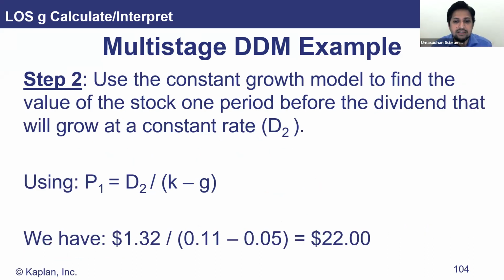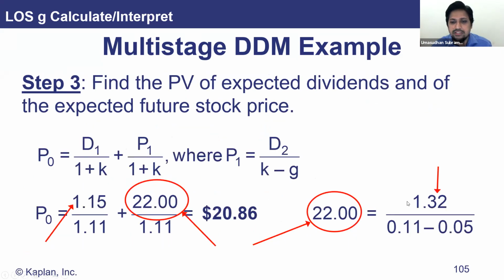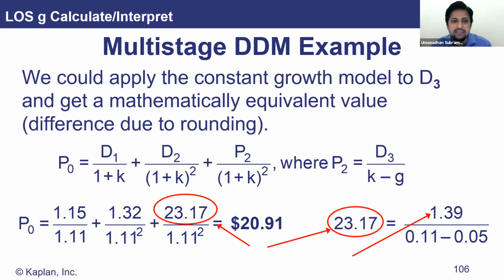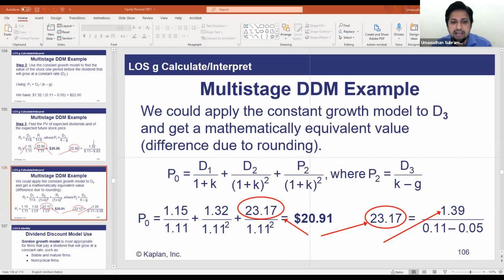So in step 2, what you're doing is taking 1.32 divided by 0.11 minus 0.05, which gives you 22. You further discount that all the way back, so that's going to give you 20.86. That's basically what we did. Did we get the correct answer in our Excel spreadsheet? Yes, 20.8934.